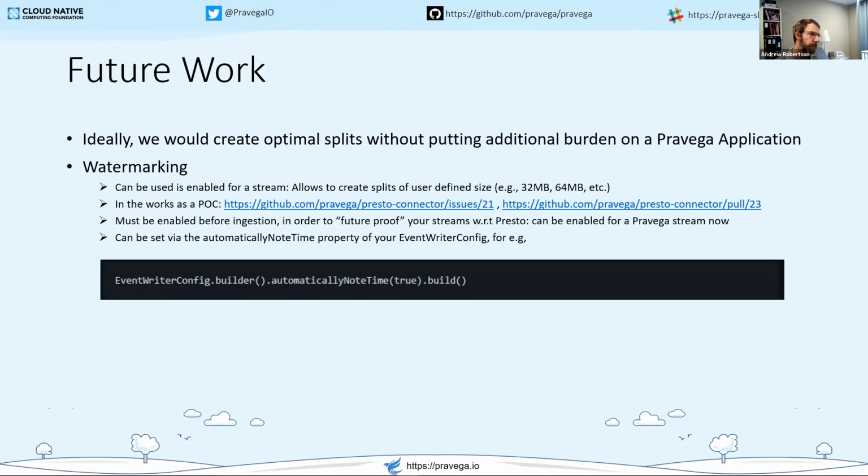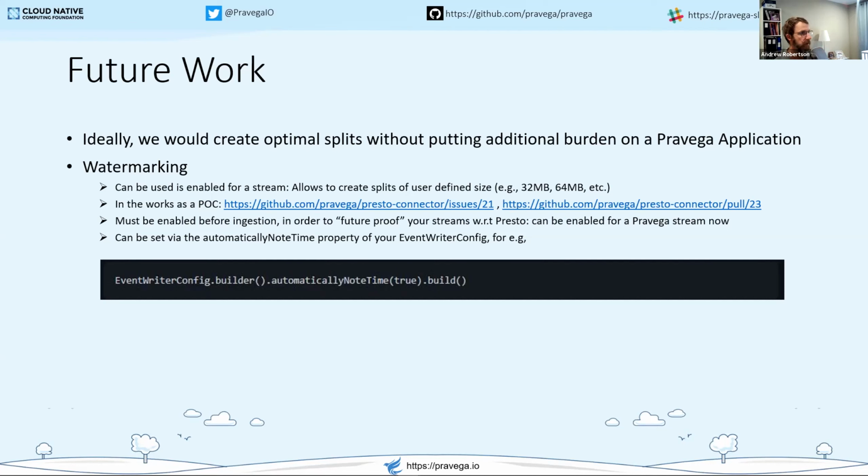Okay, next. Yeah, so future work. I mentioned the defining of splits, and take the case where you have one segment. Let's say you have one segment for a stream, and it's many gigabytes worth of data. Obviously, that's not ideal for processing if you don't have any stream cuts. So we do have, still in POC, work where we can use some internal Pravega metadata about a stream to do that for us.